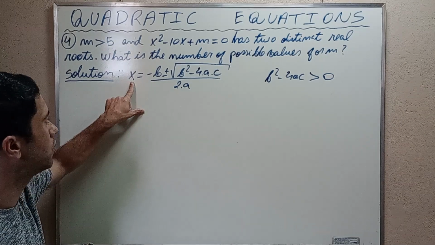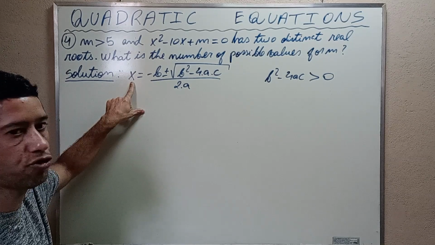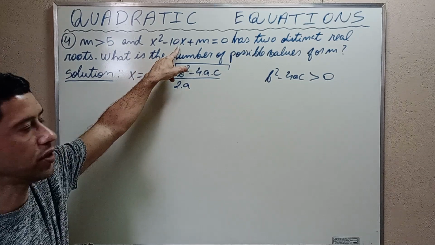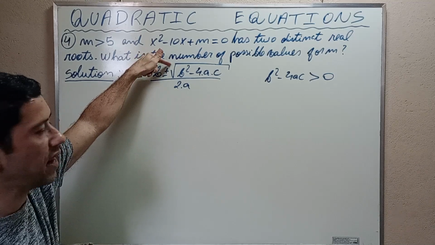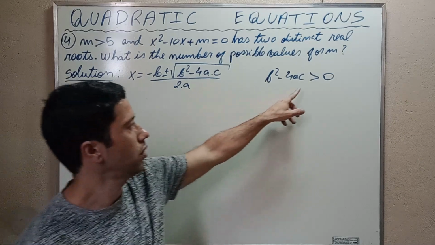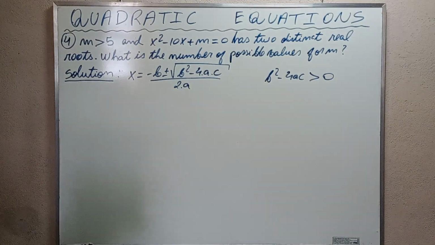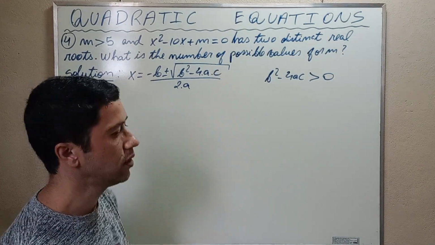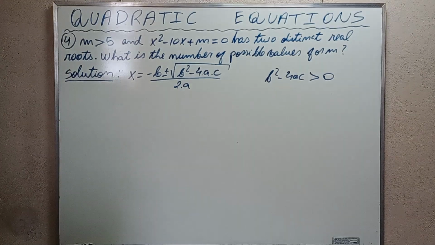For x to be two distinct real roots of this equation here, this term here has to be real. Okay? For this to be real, it has to be greater than 0. b squared minus 4 times ac has to be greater than 0, because if it is less than 0, then the roots are complex, not real. Alright, this is the condition of this exercise.